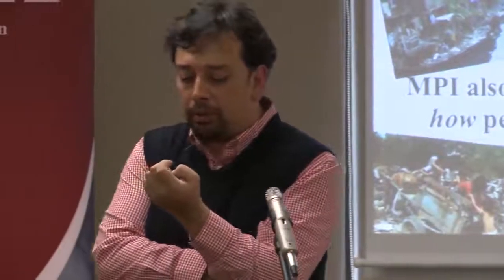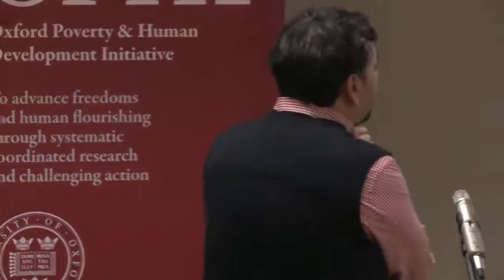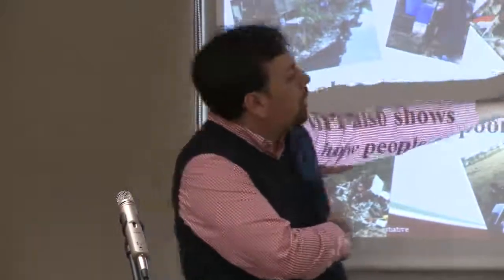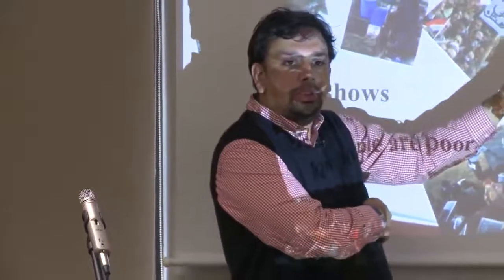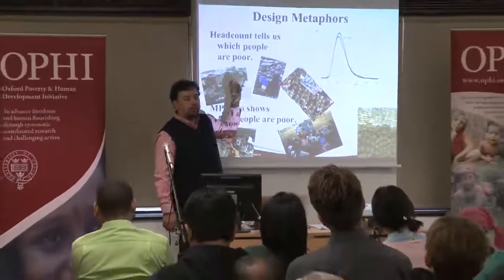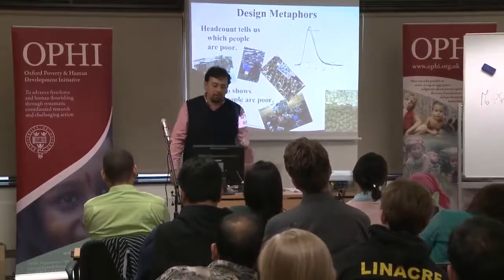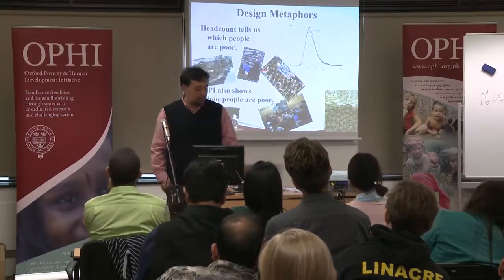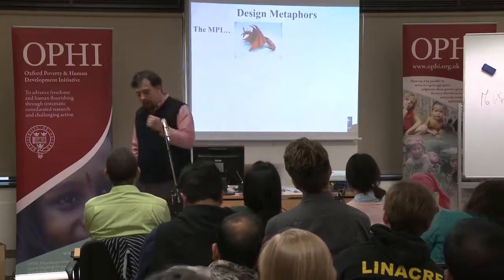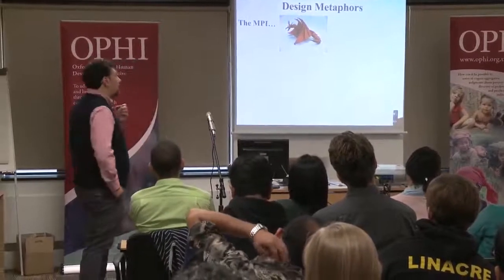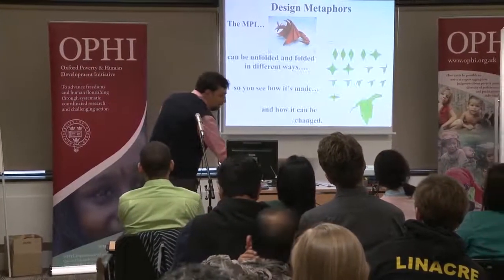So remember always that when you are sharing this information, you're sharing information about individuals. Not only the nice distribution of, oh, look, these are the poor, these are the non-poor, and so on. Behind each one of these numbers, you have individuals. An observation is not only a number. It's an individual. It's a family who is behind that. And remember the metaphor that we use: the MPI can be unfolded.